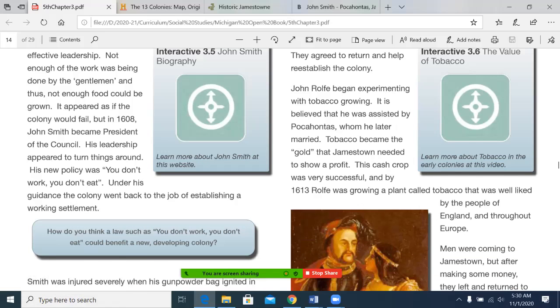And a question here: how do you think such a law as you don't work, you don't eat could benefit a new developing colony? Keep in mind, the English people had no idea yet how to survive in the wilderness of eastern North America. And obviously, at points, they weren't very good at building relations with people who actually knew how to do it, who had been living here for untold numbers of centuries. So we're going to have to figure it out. And maybe by saying, well, would you like to eat? Then you better do some work.